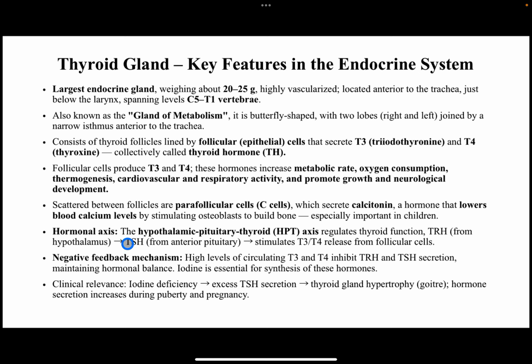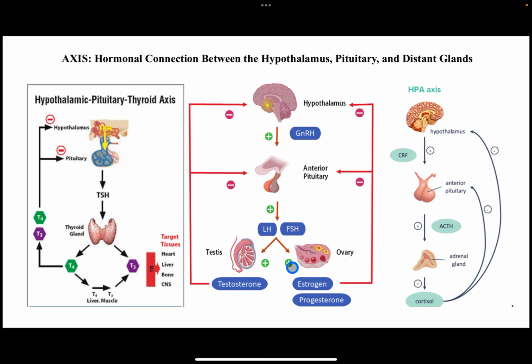Okay, good. And then we also mentioned that it uses a hormonal axis. This gland operates using a hormonal axis called the hypothalamic pituitary thyroid axis. And this hormonal axis uses the negative feedback mechanism. Okay, this is the axis. It uses this axis, hypothalamic pituitary thyroid axis.